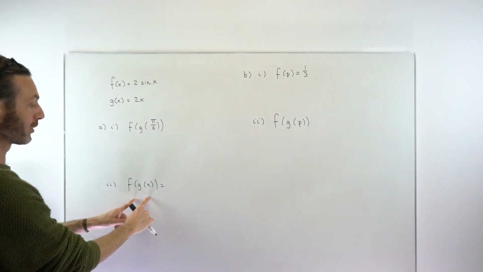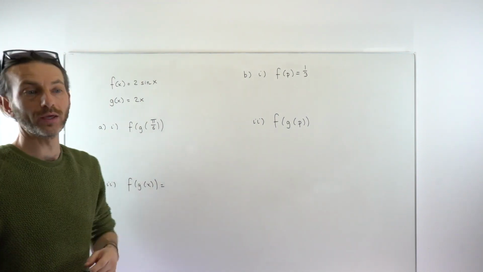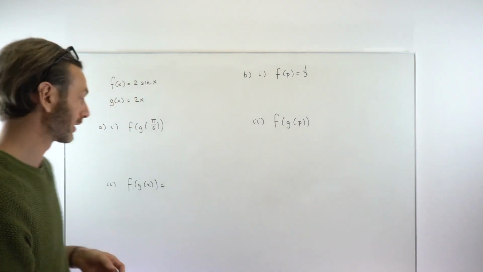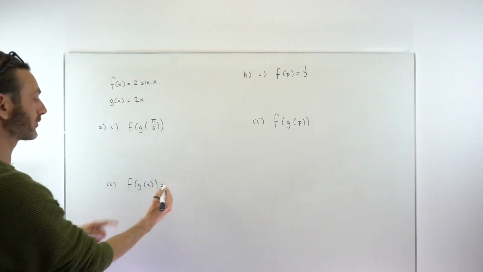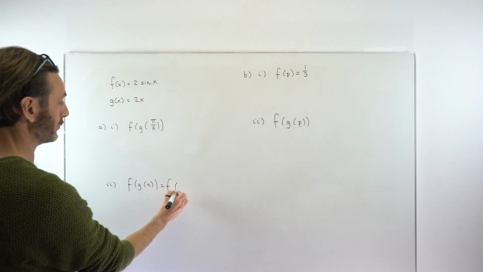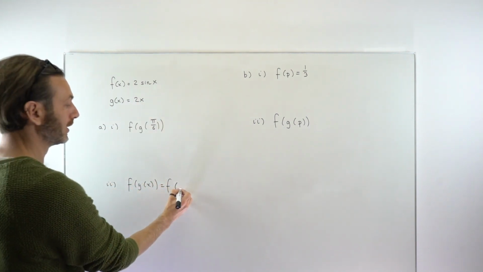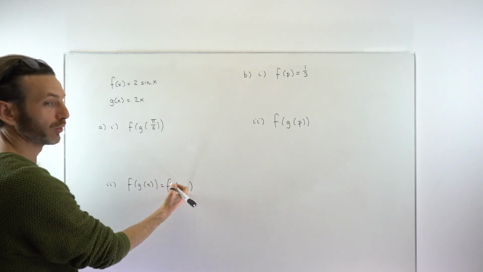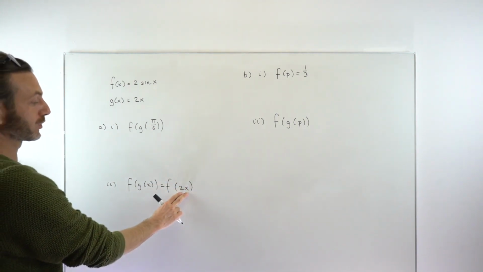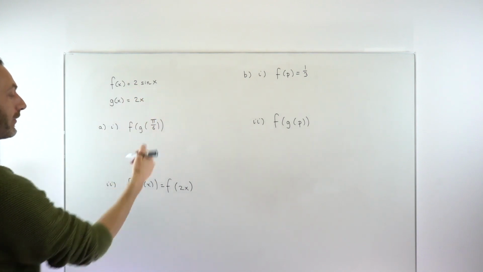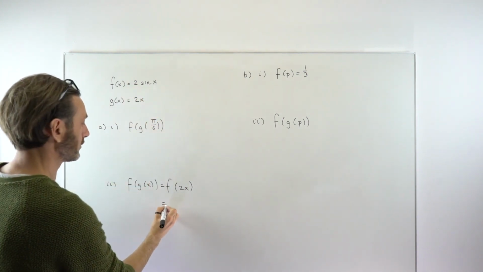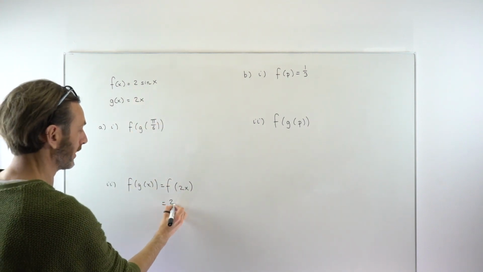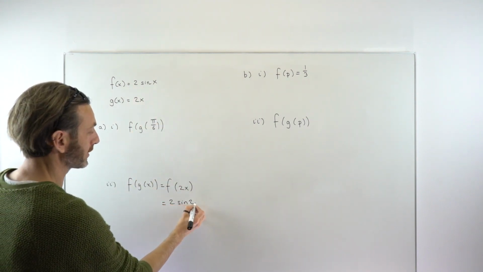Funnily enough, in the second part, they want f of g of x anyway, so I wonder if that's maybe not the way they intended to do it, but either way does work. I might actually do this part first. So this is just going to be f of the g function, which is 2x. So we're applying the f function to the term 2x. 2x is just going to replace the x in the f function. That's how you do composites. So that's going to give us 2 sine, not x, 2x, 2 sine 2x. Okay, so that's a composite.